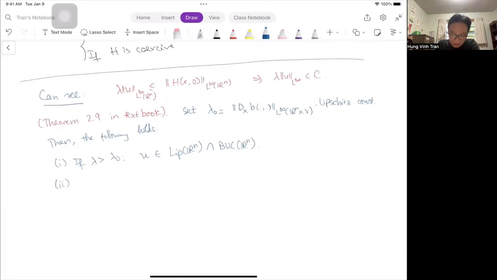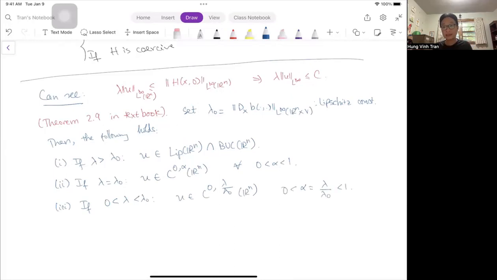The second thing is that if lambda equals this lambda naught, this threshold, then we would have u in C^{0,alpha} of Rn for any alpha between 0 and 1. So it's nearly Lipschitz; it's Holder for any possible Holder exponent. And the third one is that if lambda is less than lambda naught, then we would have u in C^{0,alpha} with Holder exponent lambda over lambda 0, so alpha is lambda over lambda 0, which is less than 1 and greater than 0. In any case, clearly u is bounded, uniformly continuous, and is the unique viscosity solution.